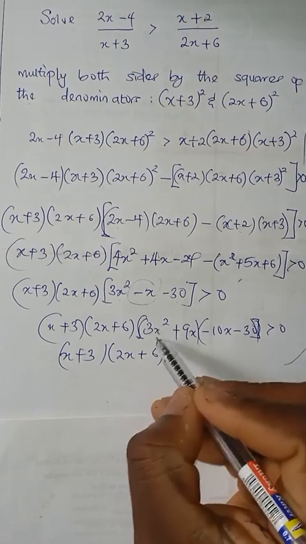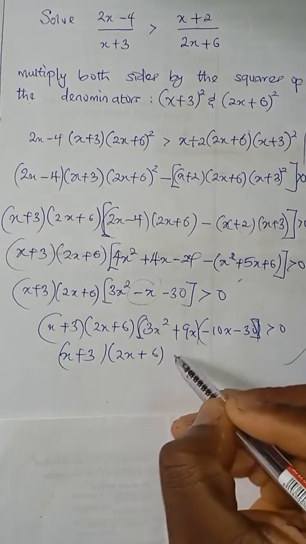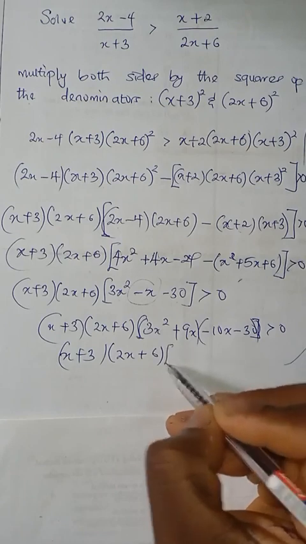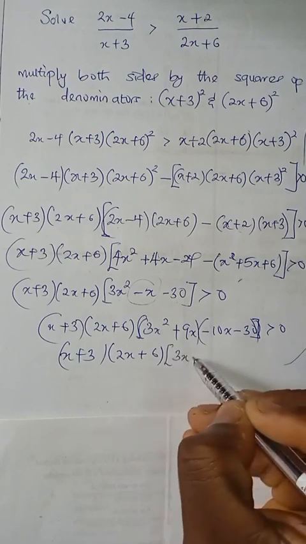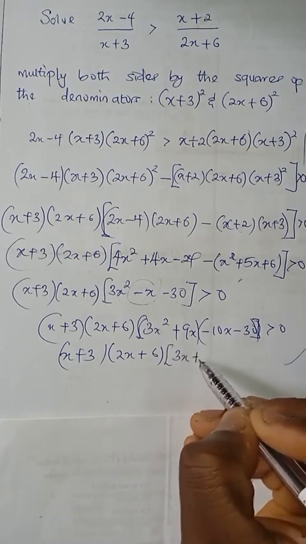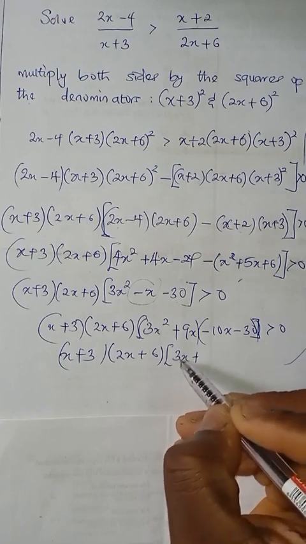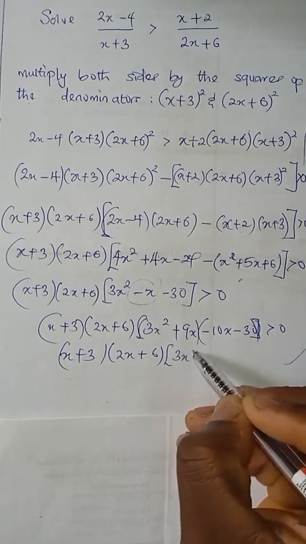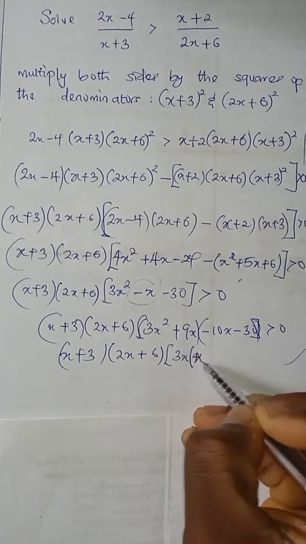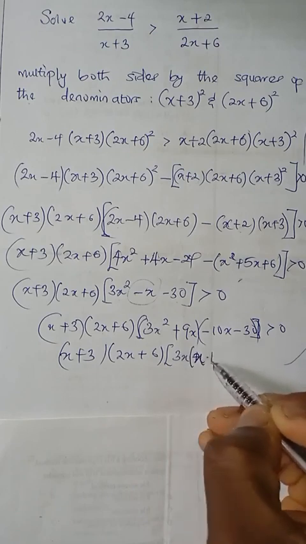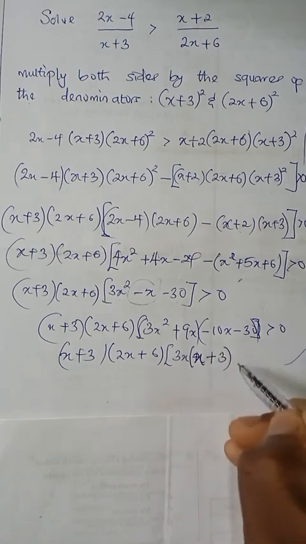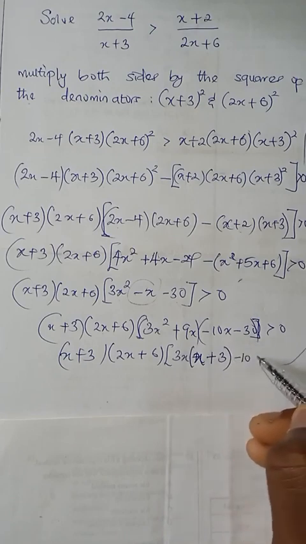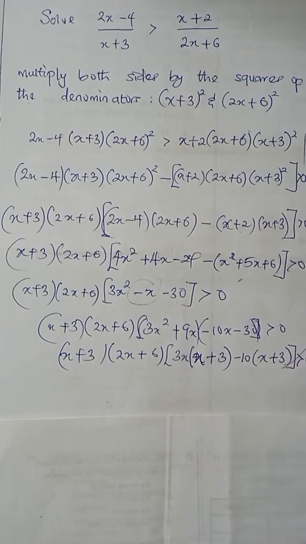3, because when you bring 3x out, you have 3x plus 3, 3x into x plus 3. Then on this side, I can see that minus 10 is common. So I have minus 10 into x plus 3. I don't want to skip too many steps. That's why I'm going in detail.